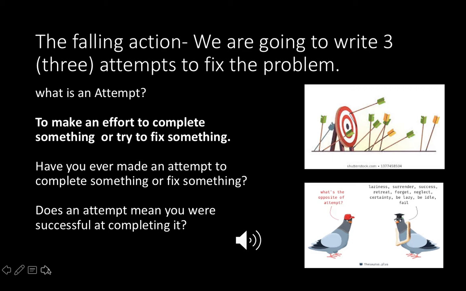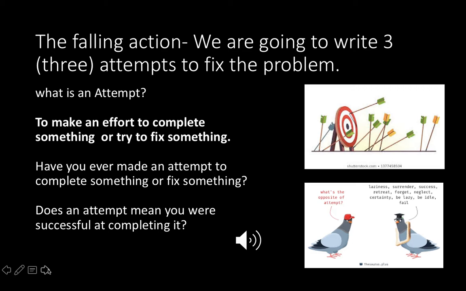If you look at our picture with the bows, you can tell that whoever was shooting the arrows did it quite a few times. They kept on doing it until they were successful at getting one on the target. All of those arrows that were shot and are stuck in the ground, we call those attempts. So it's something that you have done, maybe not completed.